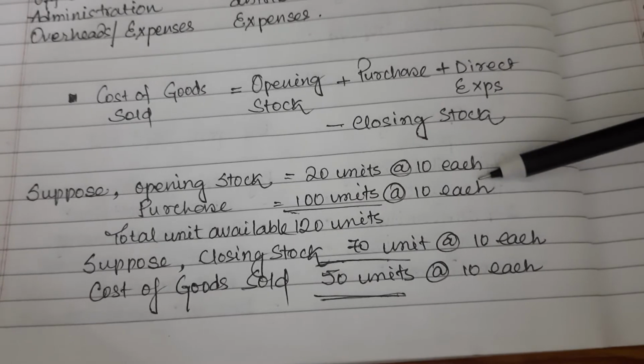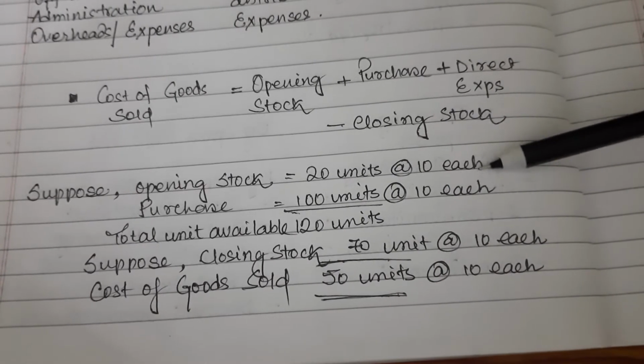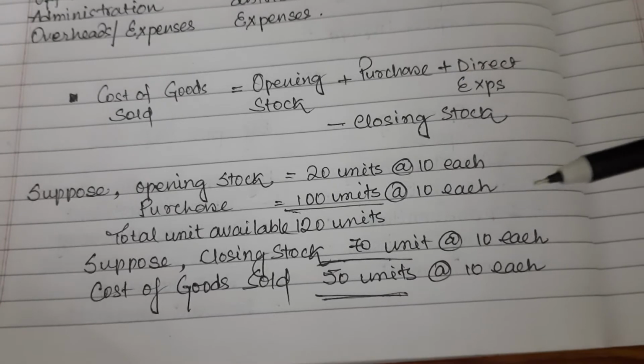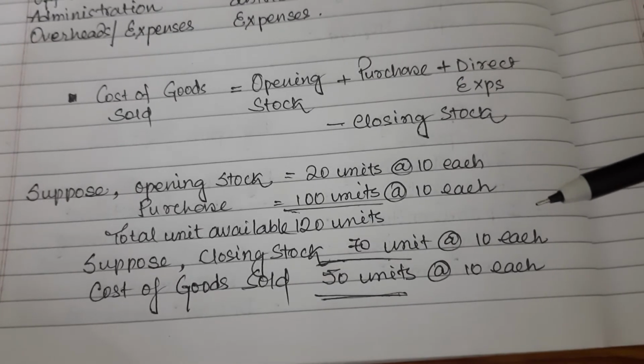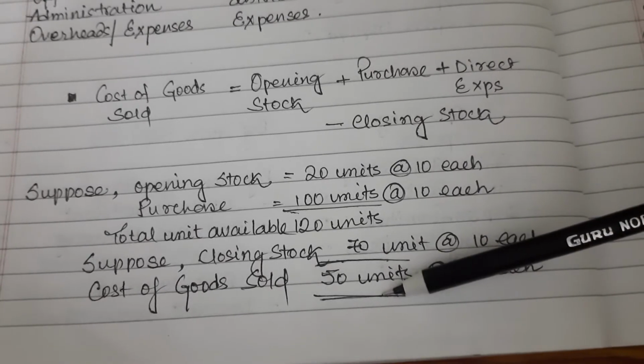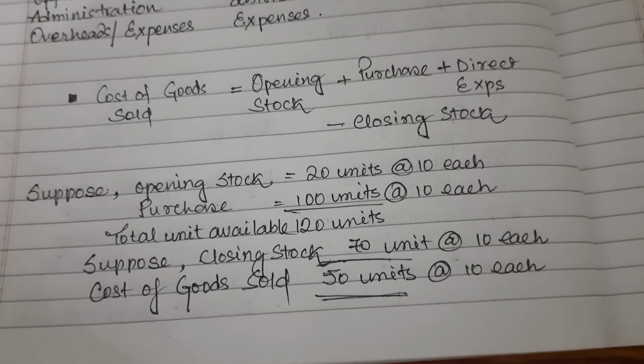Now suppose opening stock is 20 units at rupees 10. You have purchased 100 units at the rate of 10 each. So total available units are 120. Suppose closing stock is 70 units at the rate of 10. That means you have sold only 50 units at rupees 10. So cost of goods sold will be 50 units at rupees 10, that is 500.